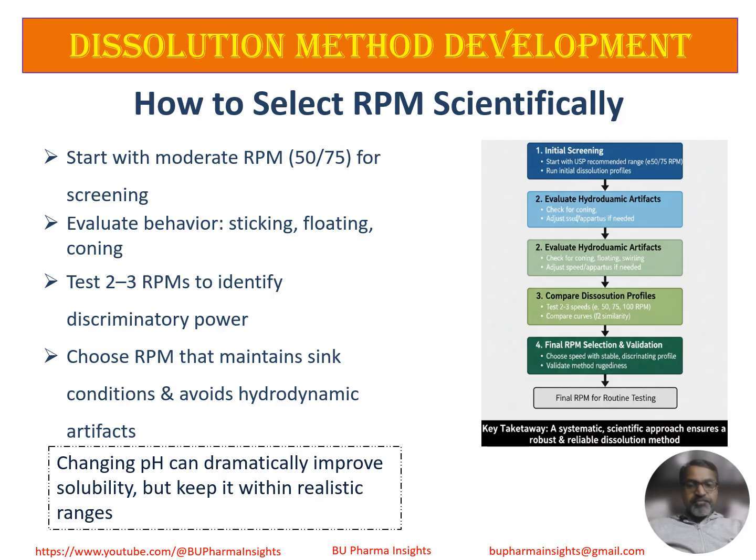A practical RPM strategy is to start with a moderate RPM, typically 50 or 75. Observe formulation behavior, such as sticking, floating, or coning. Evaluate 2 to 3 RPMs to identify discriminatory power. Select the RPM that maintains sink conditions and avoids hydrodynamic artifacts. In short, choose conditions that are scientific, realistic, and reproducible. Balance solubility, hydrodynamics, and relevance for meaningful dissolution data.